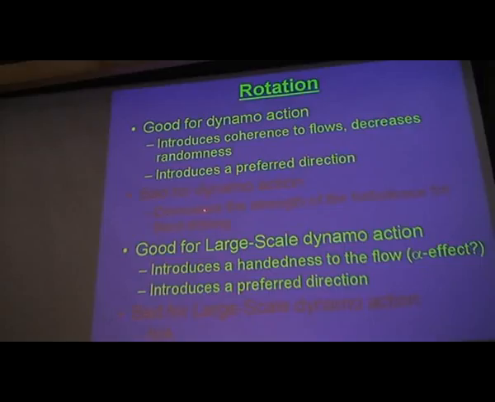It's bad for dynamo action in the sense that for a given thermal forcing or thermal driving, it decreases the strength of the turbulence for fixed driving, but at the sorts of Rayleigh numbers we're talking about in the sun, that's not really a problem. Of course, most people argue rotation is good for large-scale dynamo action because it introduces a handedness to the flow, which might give you an alpha effect, and again introduces a preferred direction. I couldn't think of any arguments as to why rotation might be bad for large-scale dynamo action, so I think there is probably a consensus on that, but maybe somebody can come up with one.